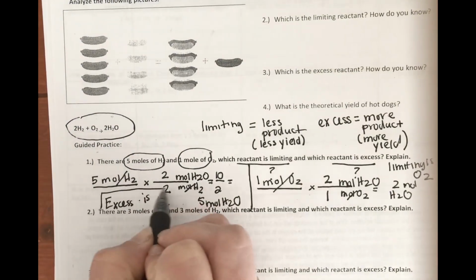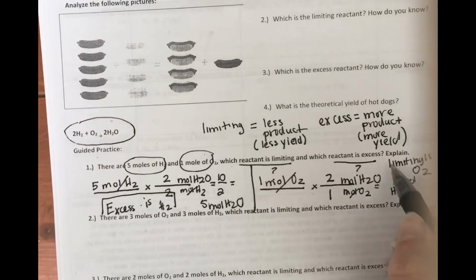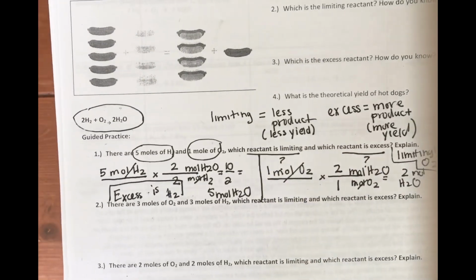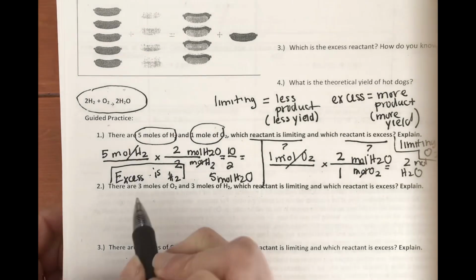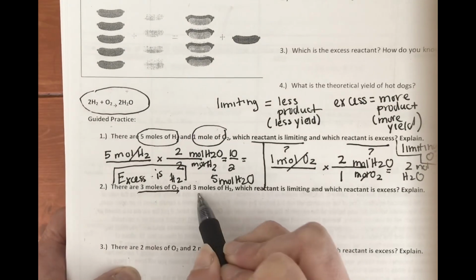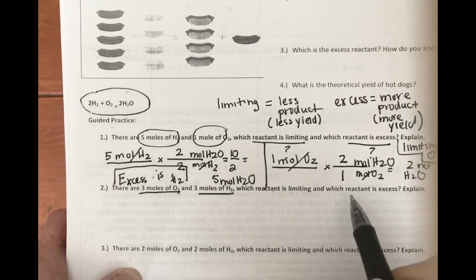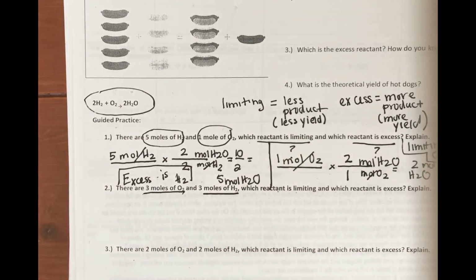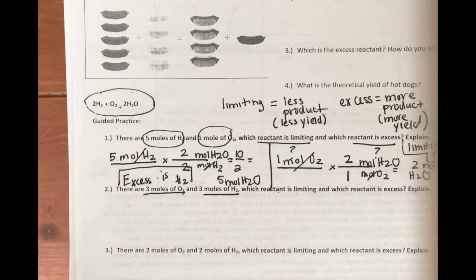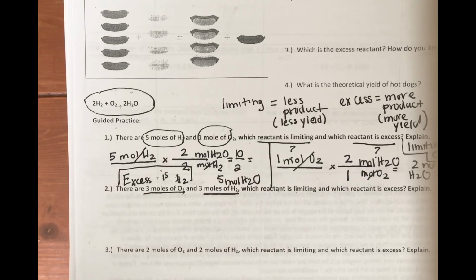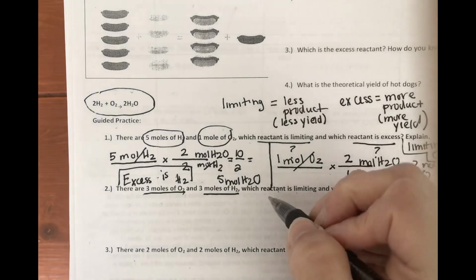Let's try another problem and see how we do. There are 3 moles of O2 and 3 moles of H2. Which reactant is limiting and which reactant is excess? Explain. So this is a really similar problem, just our starting amounts are different. In this problem, we have the same starting amount, but that doesn't mean that both of them are limiting. We have to use the molar ratios to figure out which one actually makes less product.